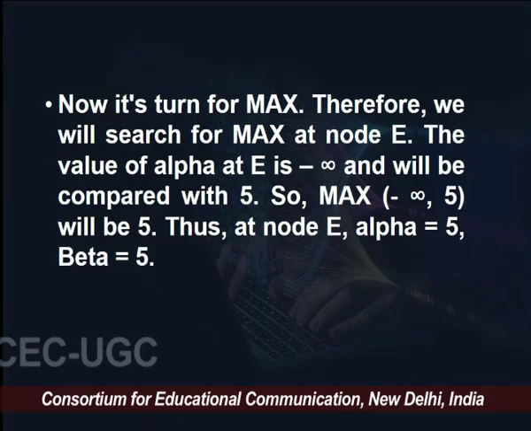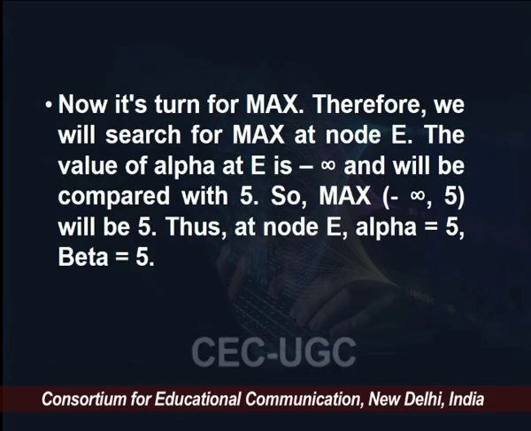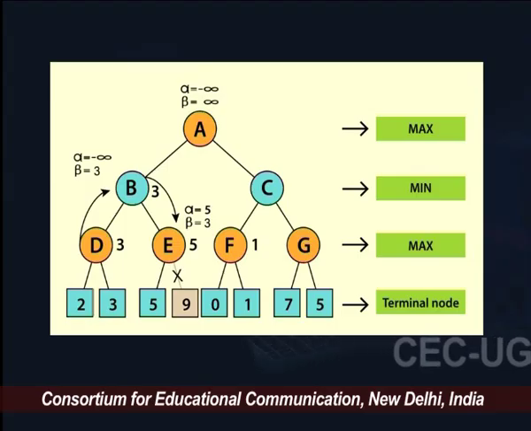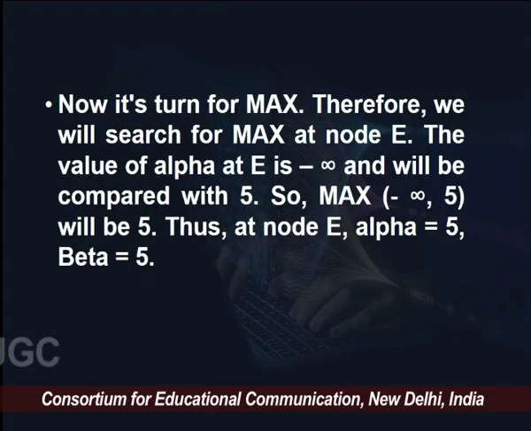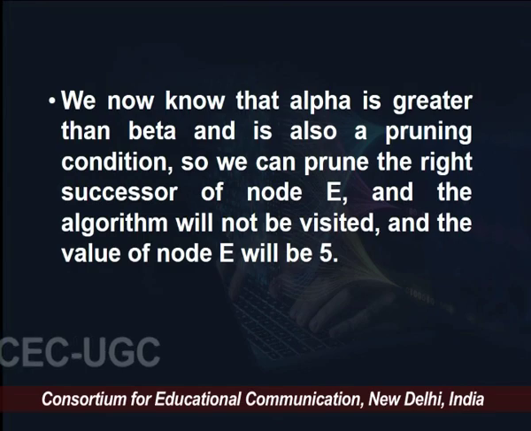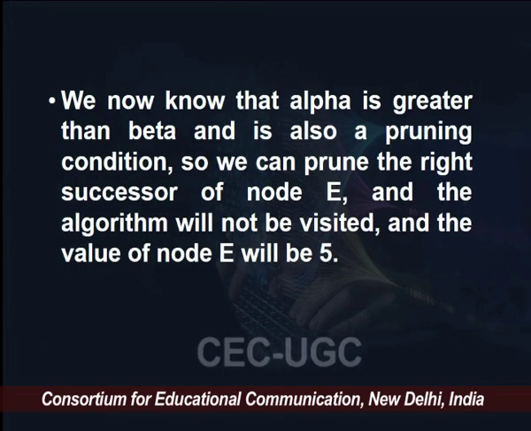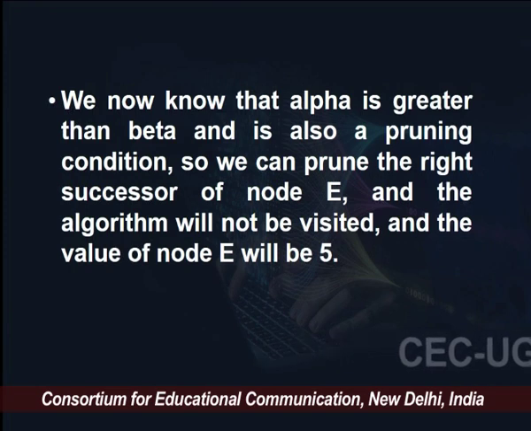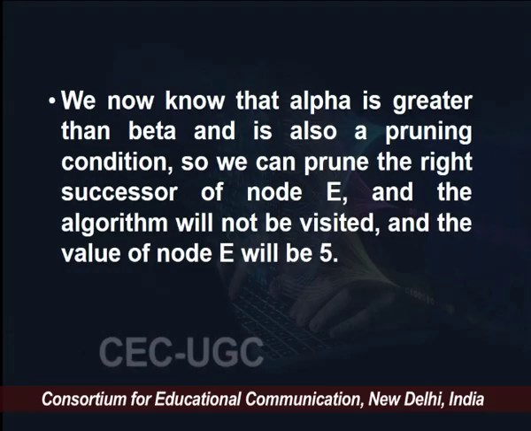So, at node E the alpha is going to be 5, and so is your beta, we can say. Now, alpha is 5 and beta is also 5. Now, please recall the rule to prune: if alpha is greater than or equal to beta, that is the condition for pruning. So, we are going to prune the right successor of the node E, because till this point we have just evaluated the left successor, and the right successor we need not evaluate, because the value of node E becomes 5.